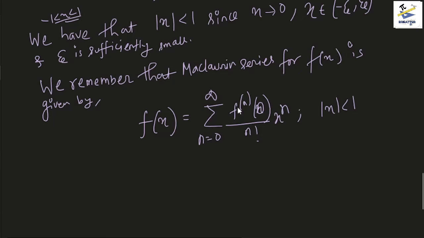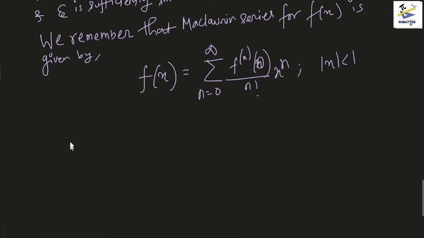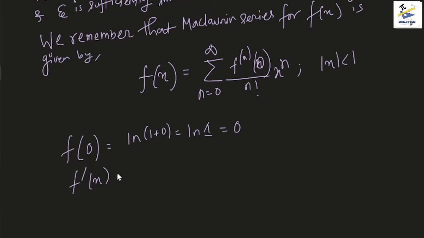So the only term we need to find is the nth derivative at the point 0. So let us begin and try to see what happens. Firstly, f of 0 should be ln of 1 plus 0, which is ln of 1, which is 0. So the 0th term is 0. f dashed x in fact would be 1 by 1 plus x, and this would mean f dashed 0 should be 1, right?